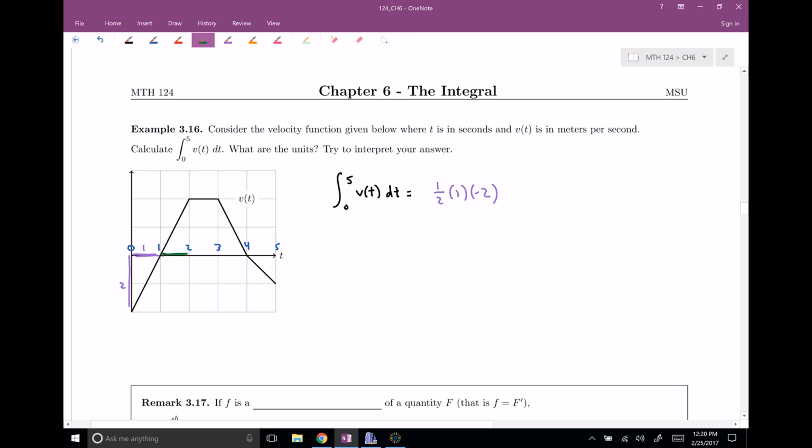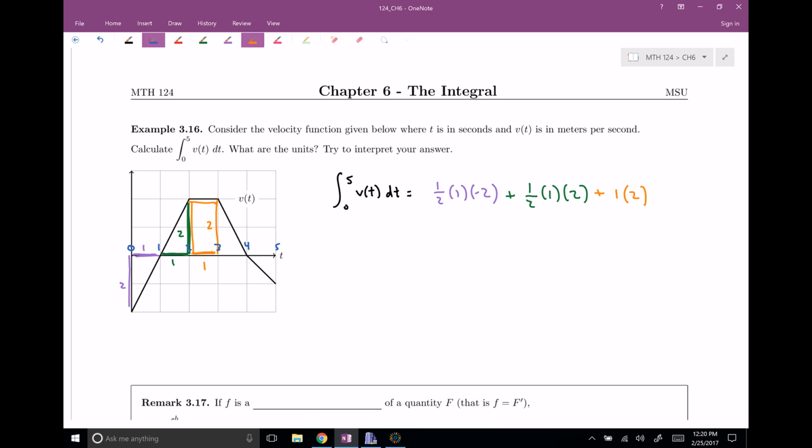So here is another triangle. It has width 1 and height 2. So this is going to be 1/2 base times height. So the height is +2. Notice it's above the t-axis, or the independent axis. So it does need to be counted positively. Okay, the next thing right here, this is a rectangle. Width 1, height 2. So this is going to be just width times height, 1 times 2.